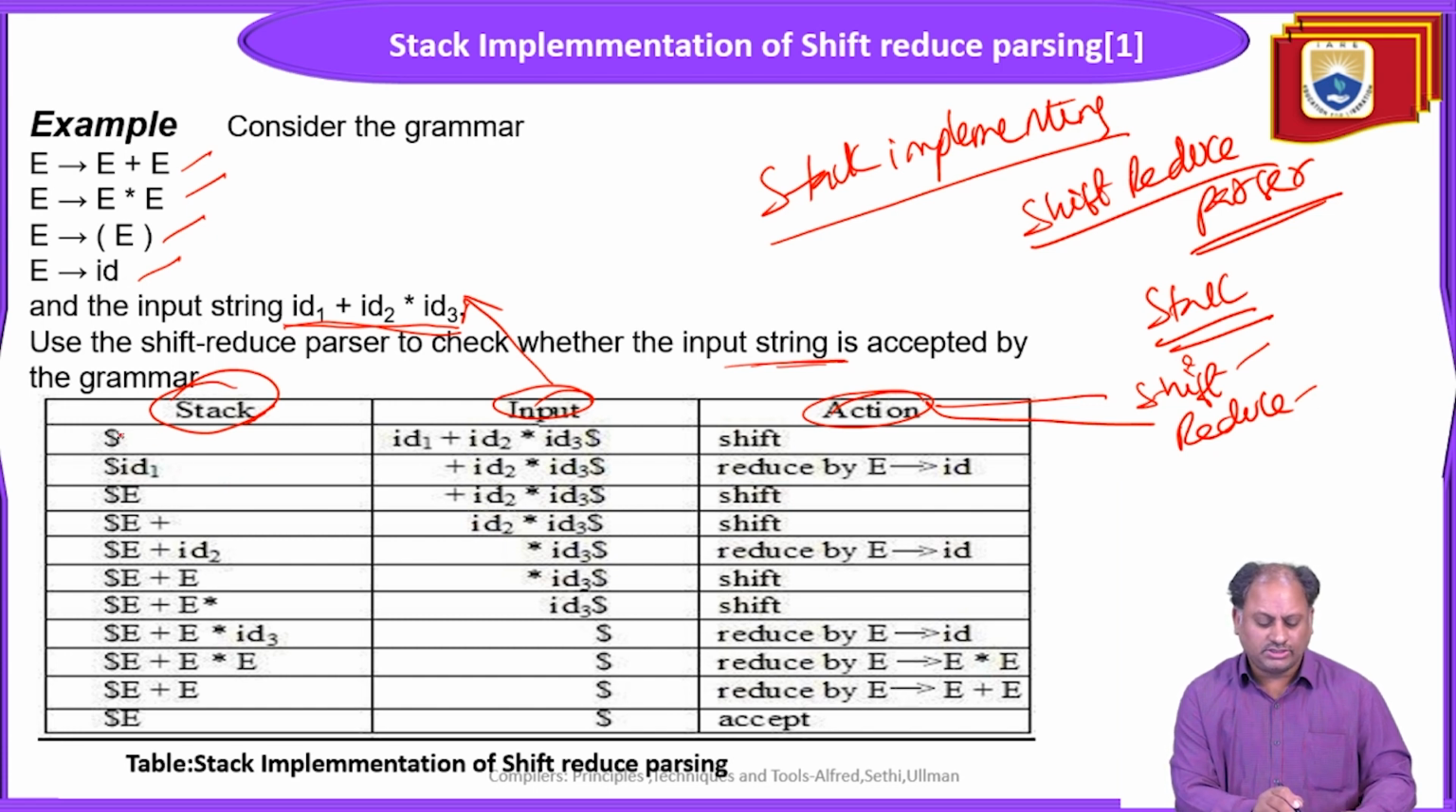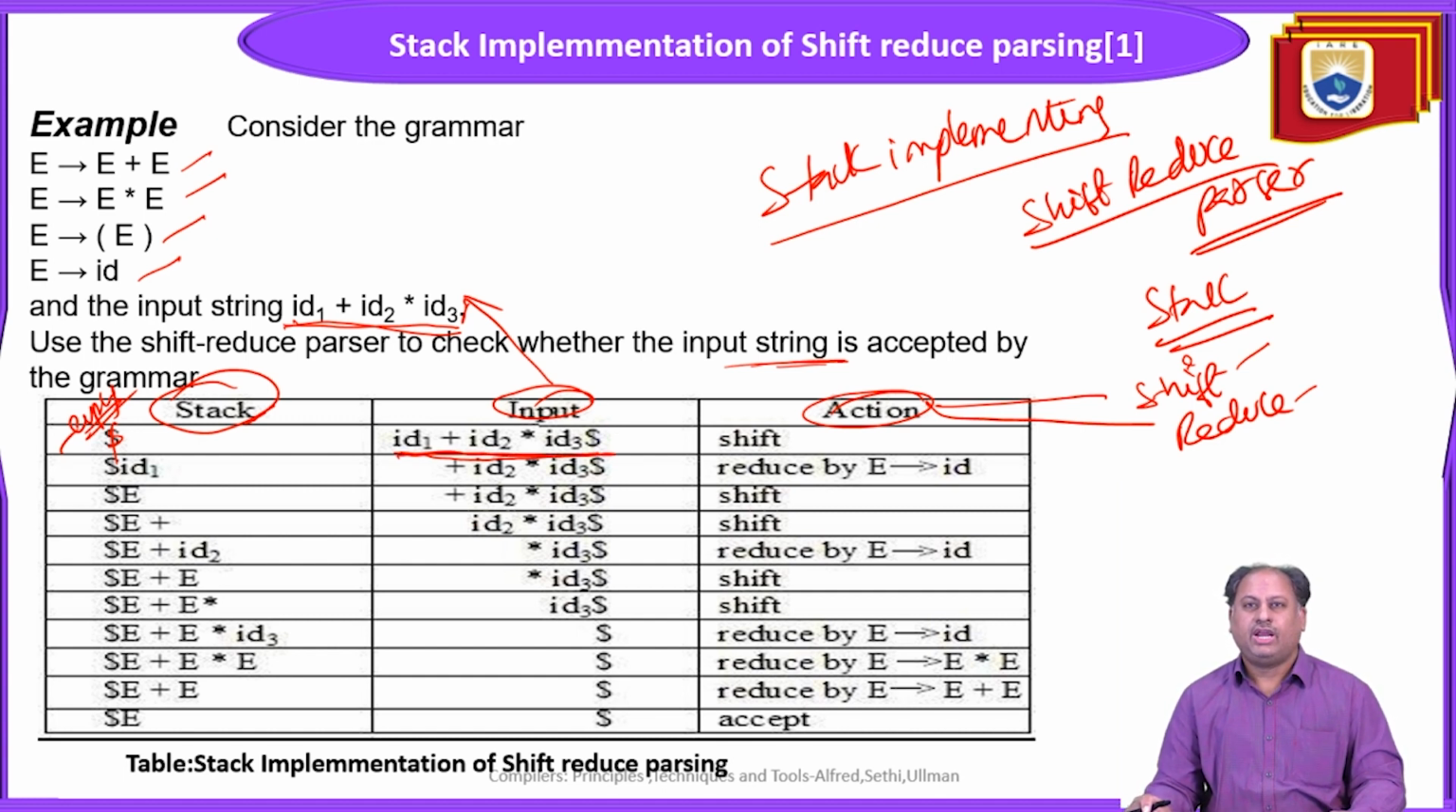Now initially the stack is empty. Empty means it doesn't contain anything, only the dollar symbol is to be written. Then the input, initially we have to consider what is the input given by the user. So here the input is given as id1 plus id2 star id3.